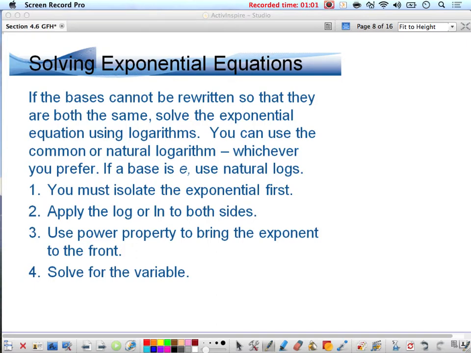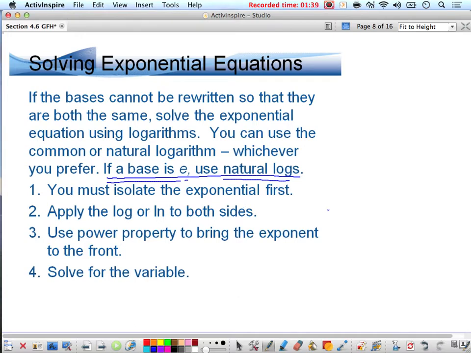You must isolate the exponential first. So get the piece with the variable on one side by itself. If there's more than one, isolate one of them. Then apply the log or the natural log to both sides. Now note right here that if your base is e, use natural logs. That just should make sense. And if your base is 10, which one should you use? The common LOG. Other than that, it doesn't matter which. So some of you could have a natural log answer and some of you could have a common log answer, but they would end up being equivalent if you turned them into a decimal.